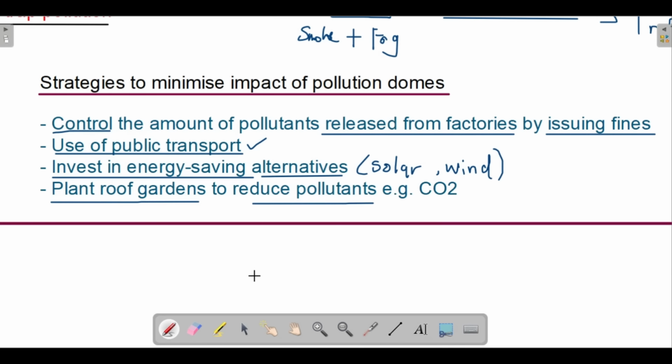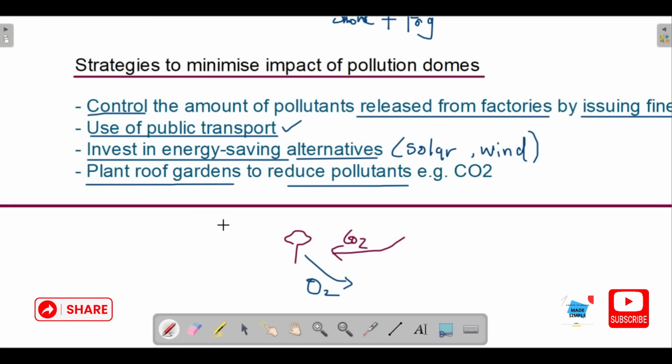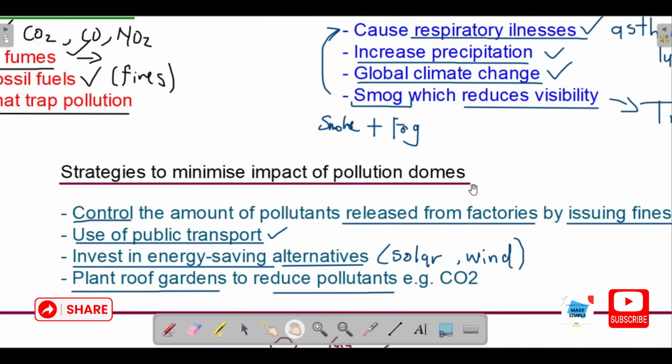What do we mean by that? Well, plants take in carbon dioxide, which is a pollutant. That's why we call them carbon sinks, because they take in the carbon dioxide and they produce what? Oxygen, right? During their photosynthesis process. So if we would plant a lot of roof gardens, each building having its own roof garden, then that would promote the absorption of carbon dioxide by plants, and hence there will be less carbon dioxide in the air, right? So that would help minimize the impact of pollution domes.